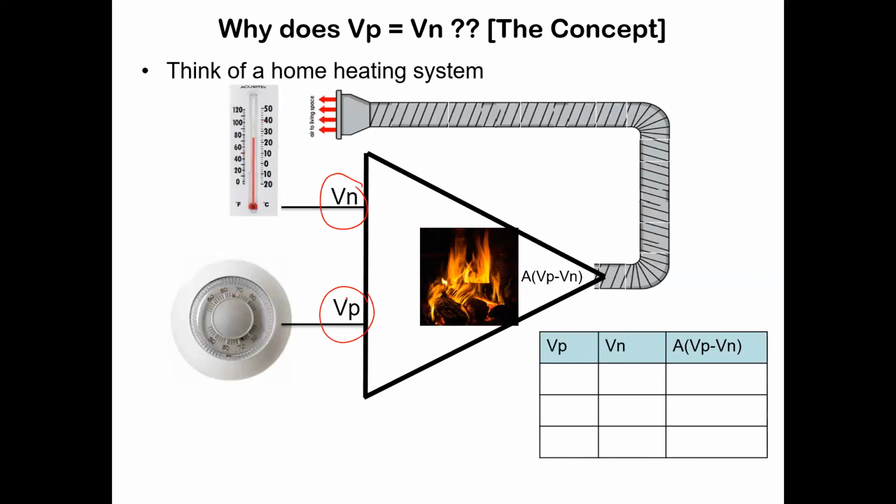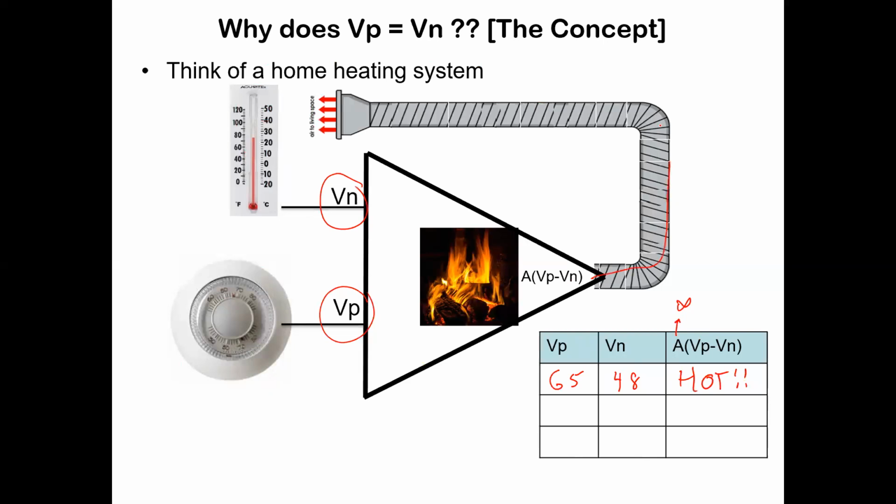So if Vp and Vn represented temperature, you could imagine how this thing is going to actually work, right? If we want it to be 65 degrees in here, but the actual temperature is really 48 degrees, you're going to take that difference, which is like 13 degrees or so, and multiply it by a really big number, A, which is infinity. And so what that means is the furnace is going to kick in and make it really hot.